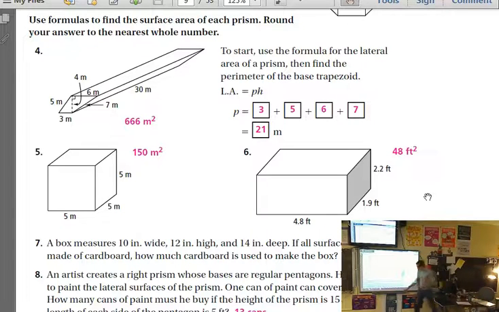So if we look at the lateral area, we found the perimeter of the base shape is 21, but then that needs to be multiplied by what? 30. So that comes out to be 630. Oh, I'm sure I just switched around the numbers and I wrote 360. Okay, just got a little dyslexic. Probably. Because then we find the bases and add them together.